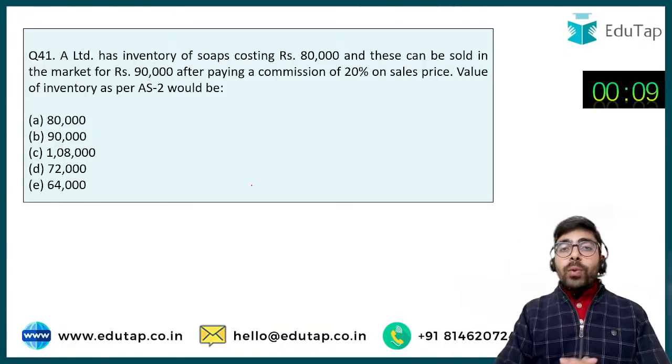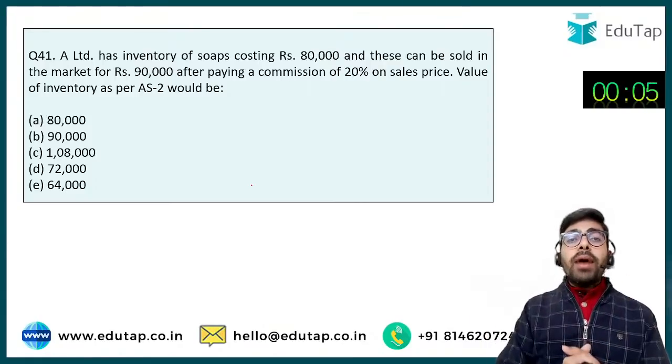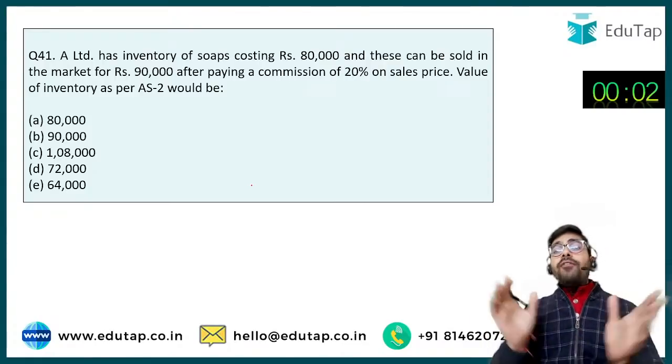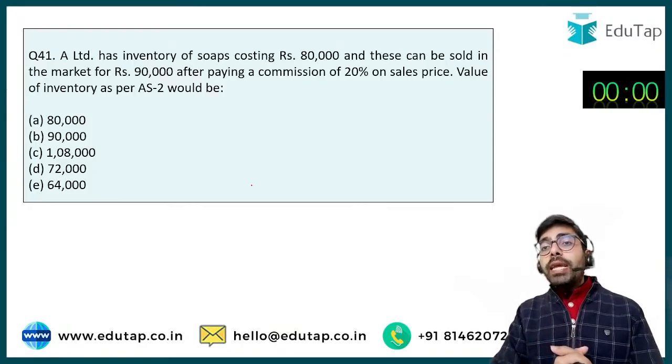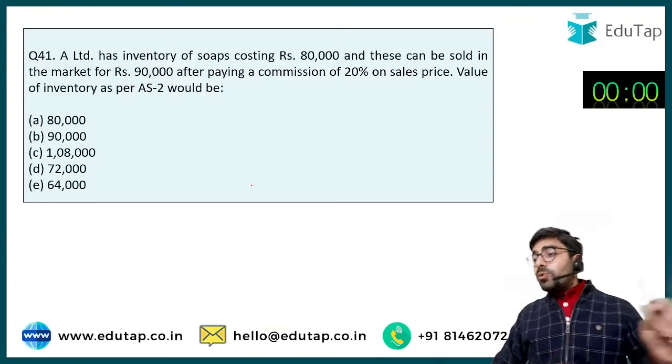A Limited has inventory of soaps costing rupees 80,000 and these can be sold in the market for rupees 90,000 after paying a commission of 20% on sales price. The value of inventory as per Accounting Standard 2 is going to be?